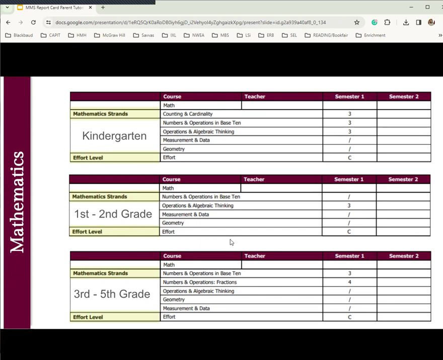You'll notice in mathematics, there are more slashes, which means that it hasn't been assessed at this time. Math is taught in units, and the units focus on one strand at a time. So for example, measurement and data is usually towards the end of the year, as well as geometry. So you can see down the line in all the grade levels that that's something that hasn't been reached yet, but you will see that in semester 2.